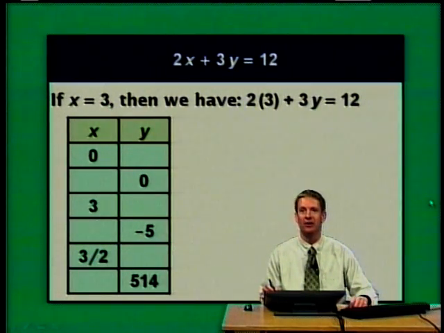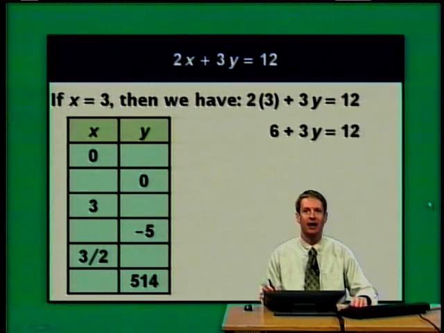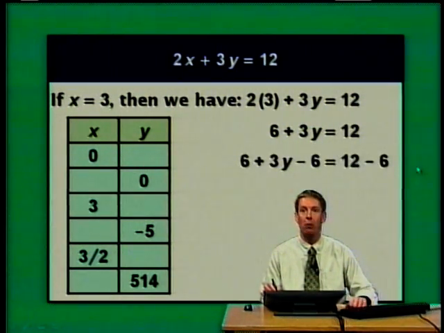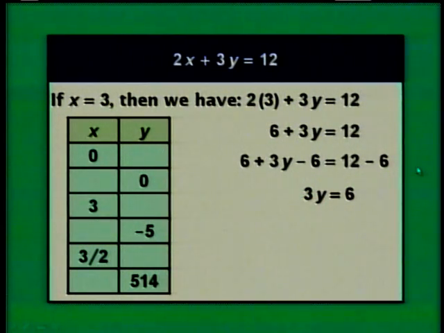The first thing we need to do is simplify the left side of the equation. 2 times 3 is 6. Now to isolate my 3y term, I need to subtract 6 from both sides of the equation. And when I do that, the left side of the equation simplifies to 3y, and the right side of the equation simplifies to 6. Now I need to use the multiplicative property of equality and divide both sides of the equation by 3. And when I do that, the left side of the equation simplifies to y, and the right side of the equation simplifies to 2.